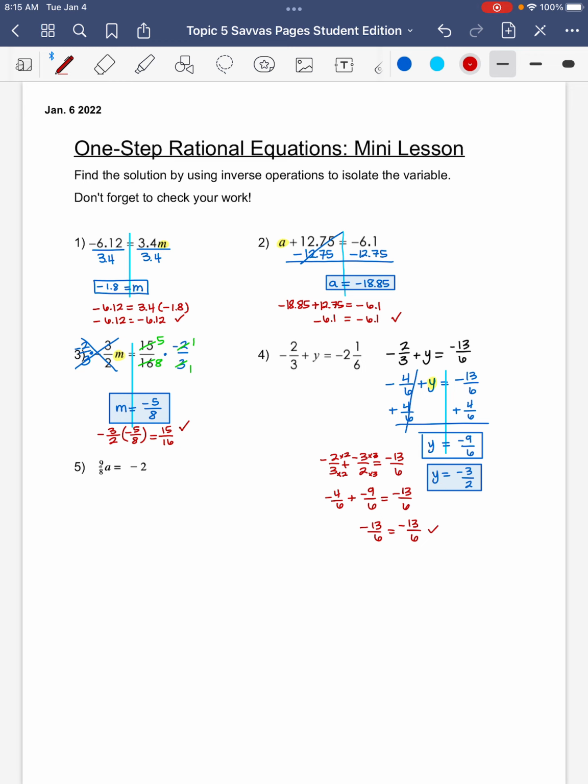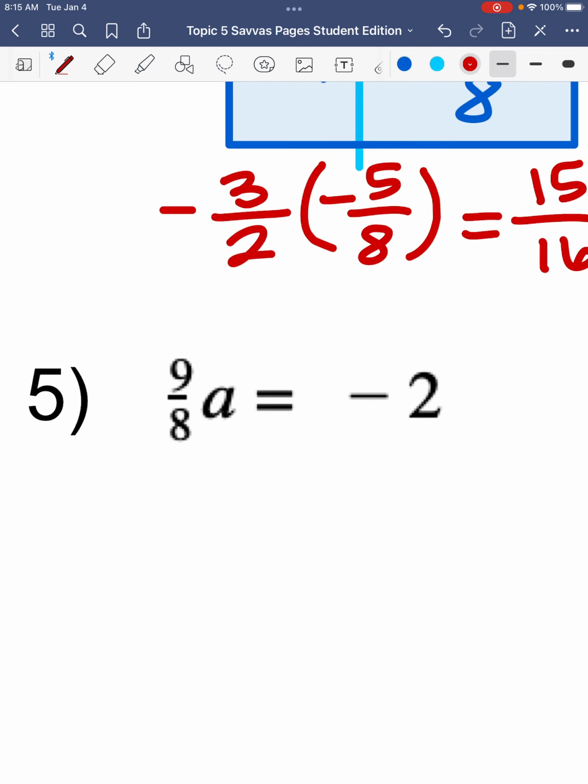Okay. Moving on to our last one, and you'll have one just like this on your basic skills quiz coming up. So pay close attention. Okay, remember, whatever we do on one side, we must do on the other. And our objective is to get this a by itself.